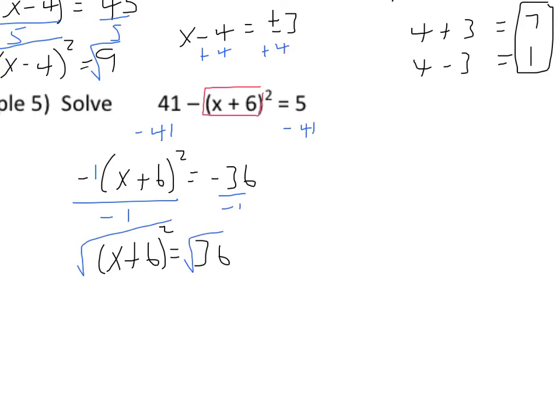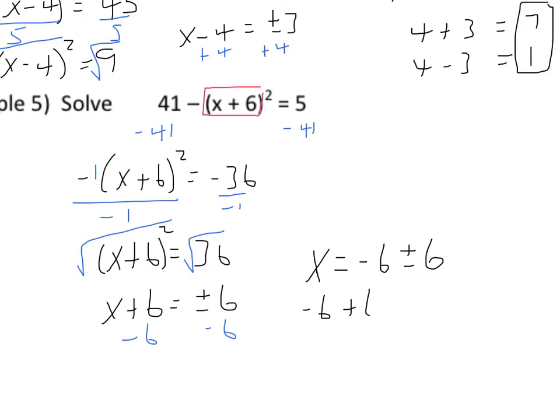Now that the square is isolated, we can undo it. And we get x plus 6 equals a plus minus 6. We now subtract 6 from both sides, and we get x equals negative 6 plus or minus 6. Which means we have negative 6 plus 6, which is 0, and negative 6 minus 6, which is negative 12. Two different answers. And this ends Lesson 8.4, Video 3.